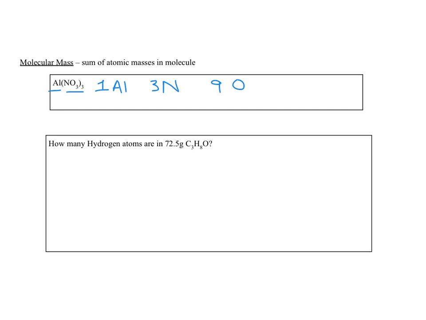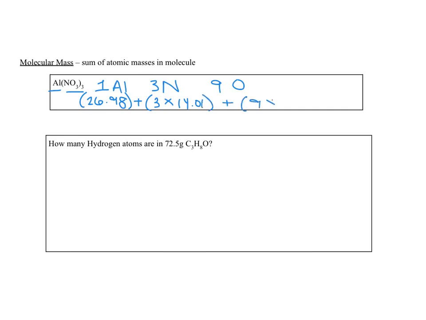So when I'm finding my molar mass of aluminum nitrate, I need to find aluminum, nitrogen, and oxygen on the periodic table, find those molar masses, multiply them by how many of each one I have, and just add them together. So 1 aluminum, when I find aluminum on the periodic table, has a molar mass of 26.98, and nitrogen has a mass of 14.01, so I'm just going to multiply that by 3.